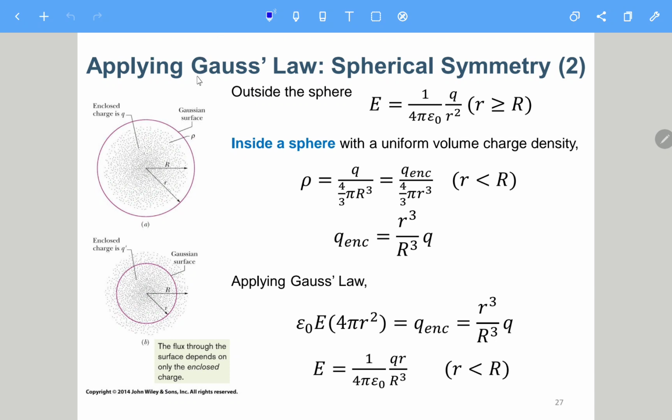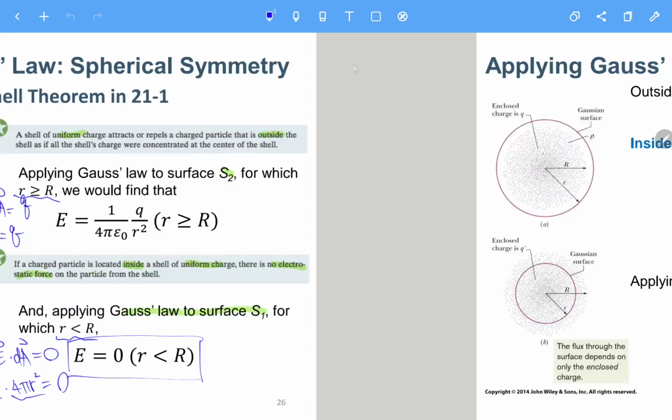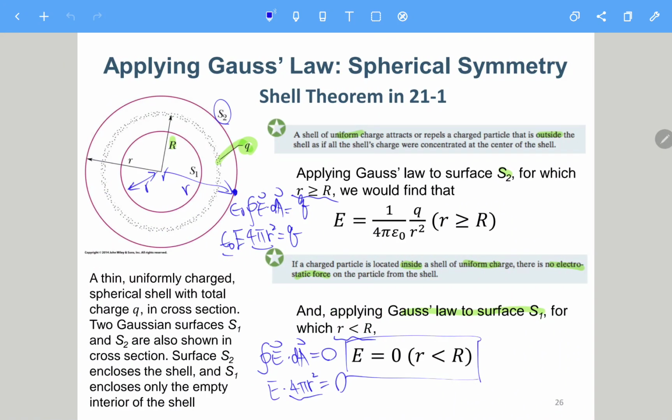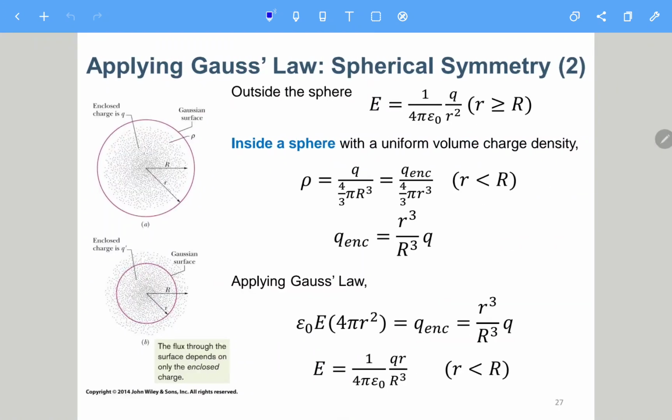So here we can also apply Gauss law for another case of spherical symmetry. Just now we only had a conducting shell with uniform charge. No matter whether it is conducting or non-conducting, it is fine. Here we mention that this one will be a non-conducting sphere. It will have uniform volume charge density.